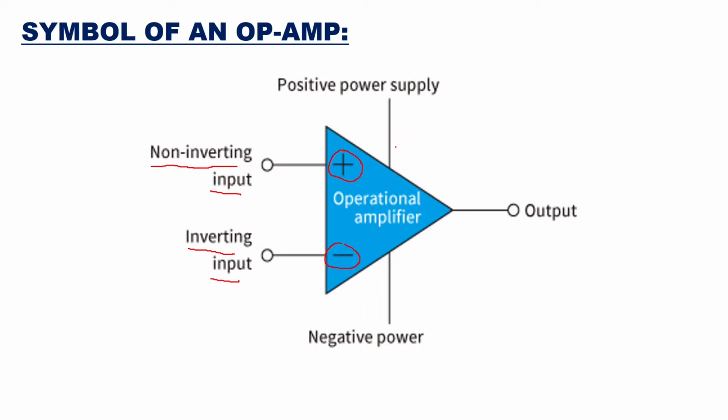Then these are the power supplies. Here you will have the plus VCC supply, and here the minus VEE supply. Here you will have your output with respect to ground, so this is your V out. This is V1 and this is V2. Then the output V0 will be the differential gain, that is, the amplified version of V1 minus V2. This is how the symbol of an op-amp represents its operation.